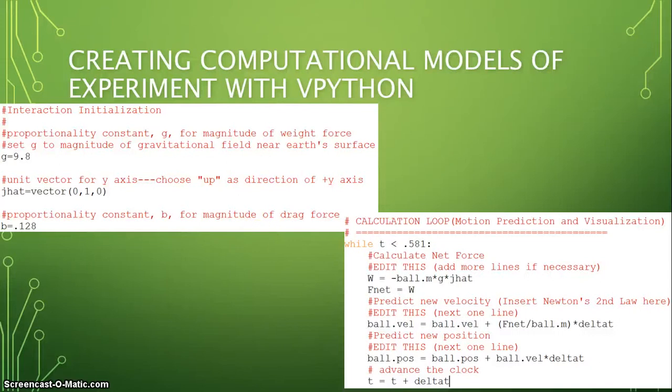As was previously mentioned, the experiment was first analyzed using only the weight force as a determinant of Fnet. This is shown by the VPython code where Fnet is equal to W. The code also shows that W is equal to the opposite of the football's mass multiplied by little g, which is 9.8 meters per second squared, and the unit vector j hat of 0, 1, 0. The results are shown by the computational model which, when run, shows the force of gravity acting on the falling football.